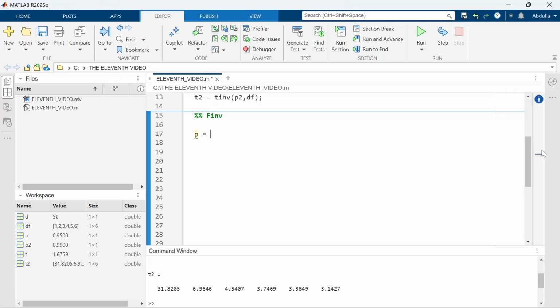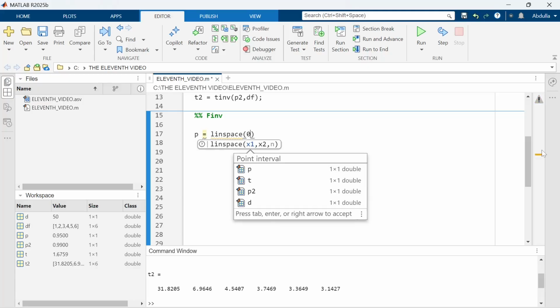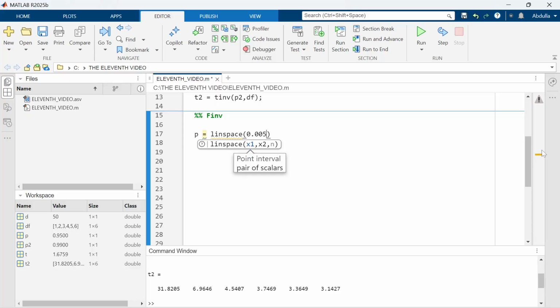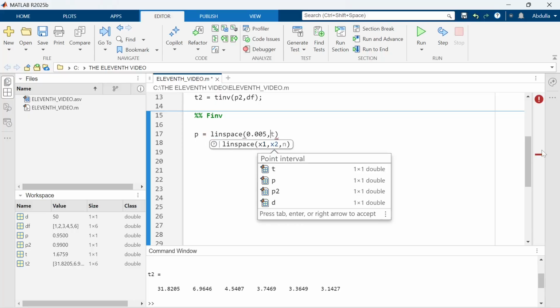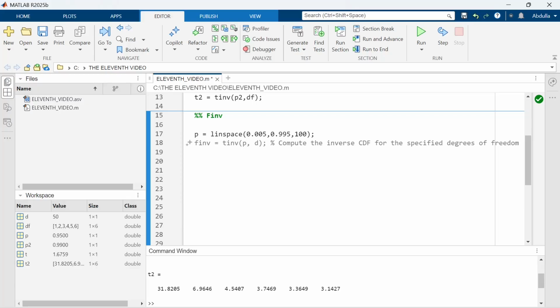So let's see an example. Right now P equals linspace. We explained this several times by now. 0.005 to 0.995 and 100. Okay, so quick recap: it starts at 0.005, ends at 0.995, and there are 100 evenly spaced points between them, the start point and the end point. This is my linspace.